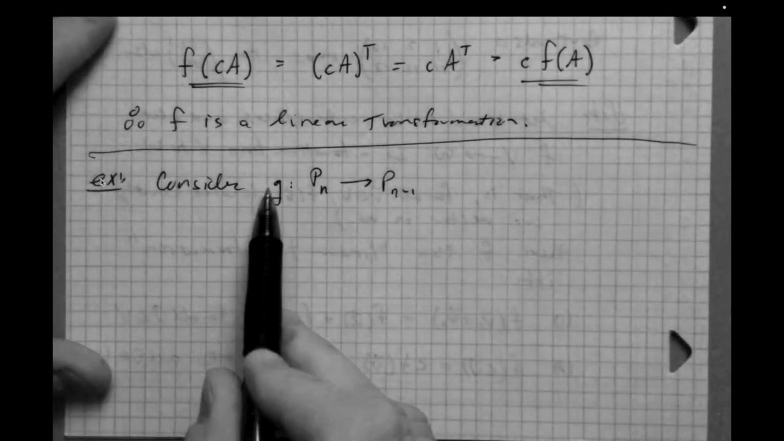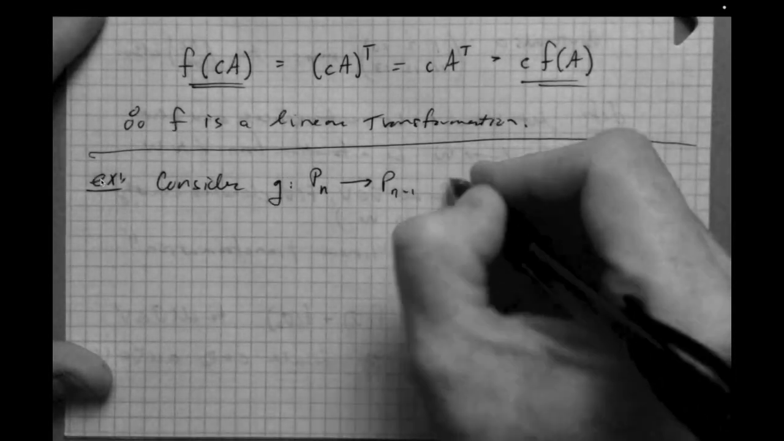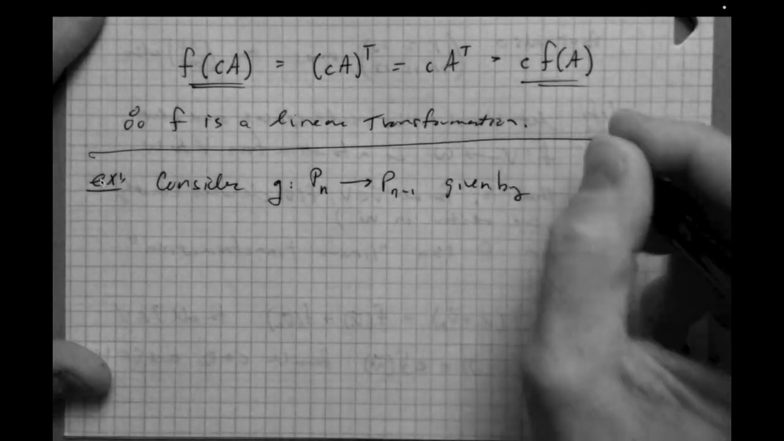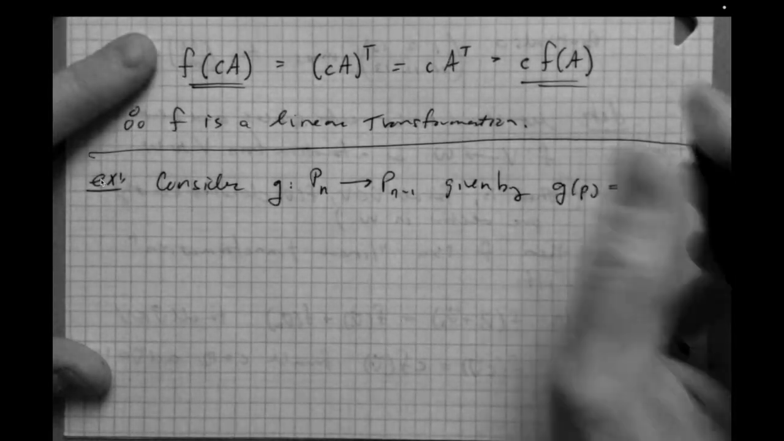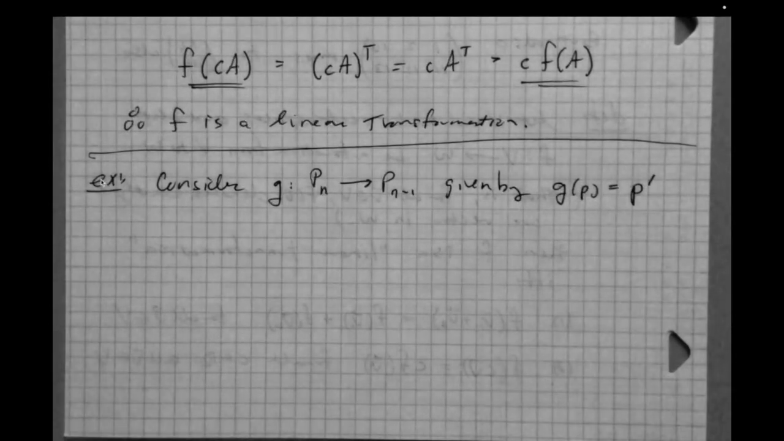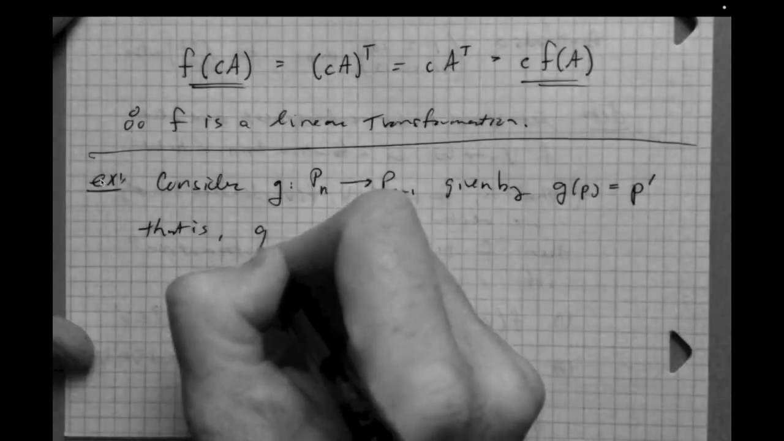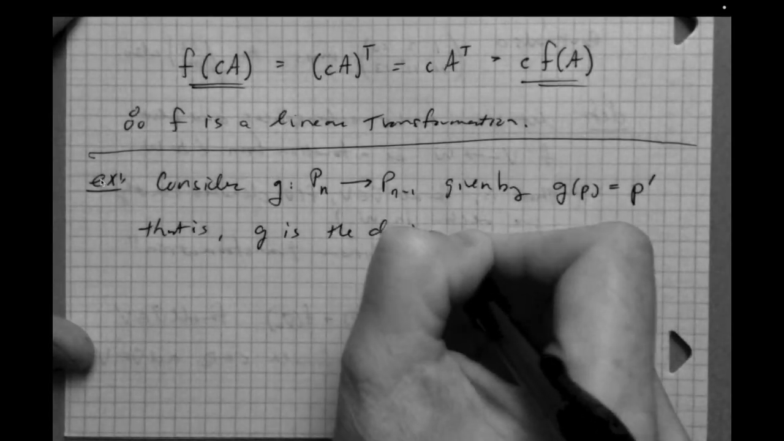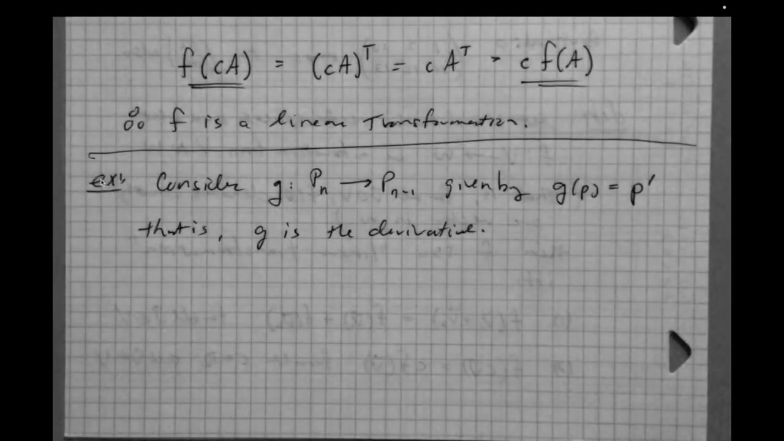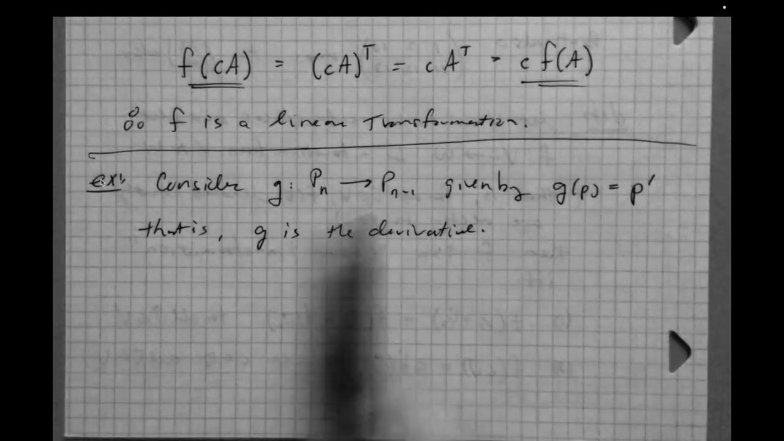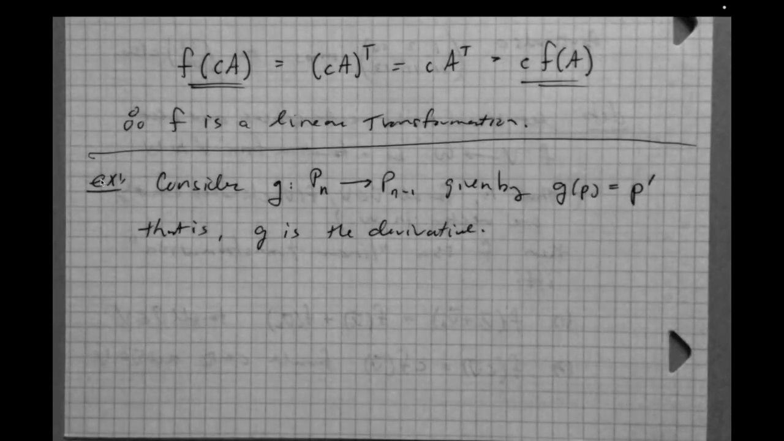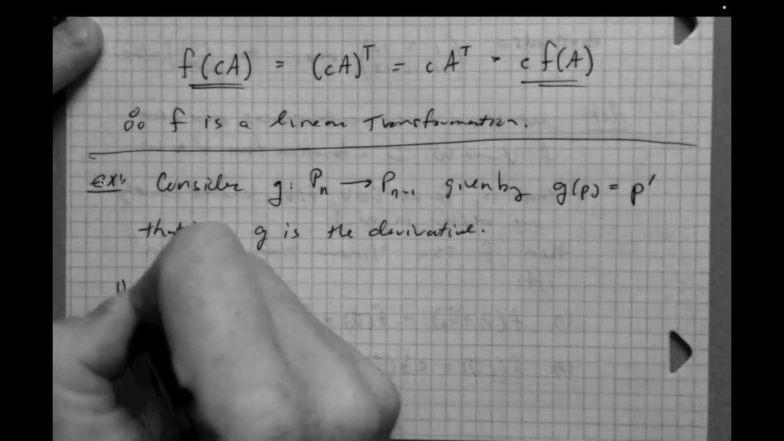Okay, and so we'll say g is this mapping, and it's given by g of p is equal to p prime, right? So that we're talking about the derivative here. That is, g is the derivative. We know that if we take the derivative of a function, right, it does indeed map to a lower polynomial space, right? Let's show that g is a linear transformation, right? So let's prove the two properties.